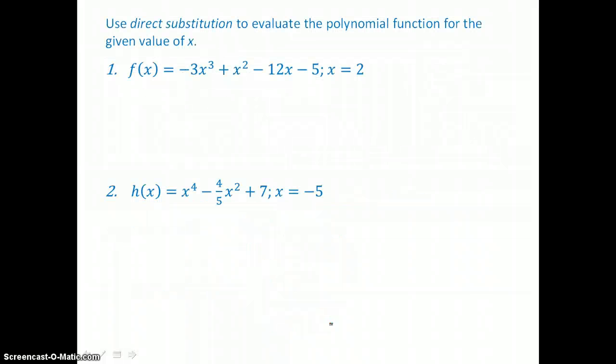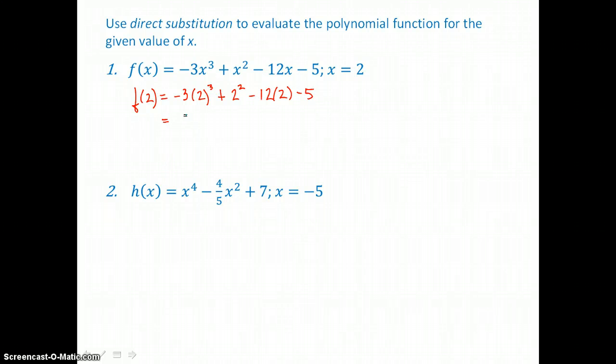Here we're going to use direct substitution to evaluate the polynomial function for the given value of x. So we're going to evaluate this function f when x is equal to 2. So we're finding f of 2, or y, when x equals 2. So all we have to do is substitute in 2 for x wherever we find x in our polynomial function. And then simplify.